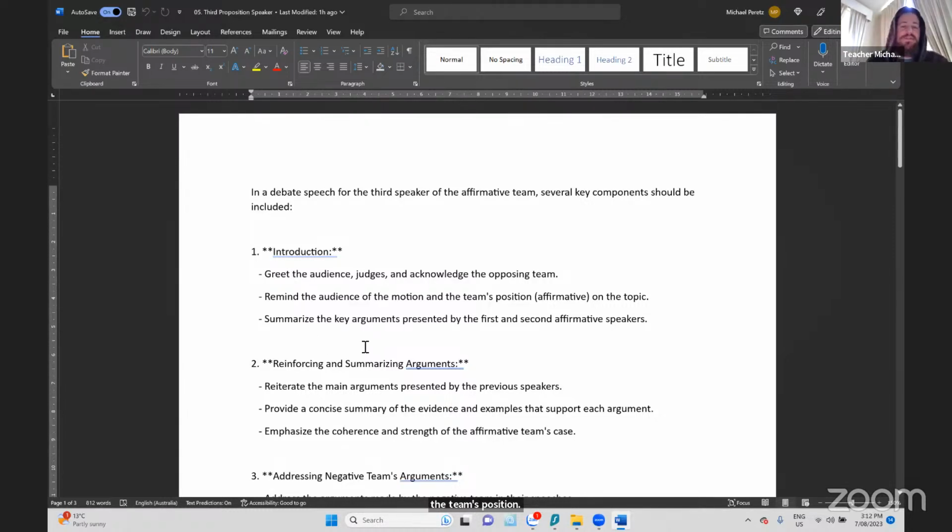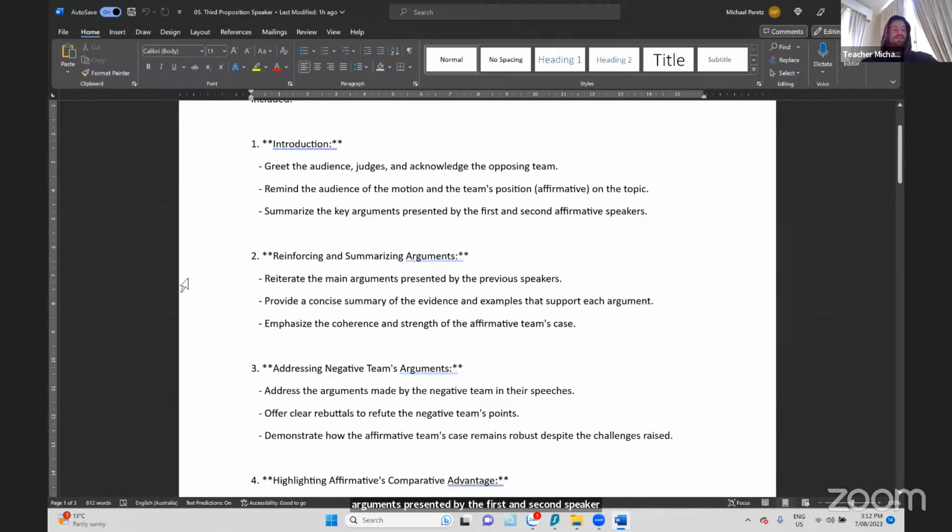And we need to summarize the key arguments presented by the first and second speaker. So we need to reiterate the main arguments presented by the previous speakers, provide a short, straight to the point summary of the evidence and examples that support each argument. And we need to emphasize the coherence and strength of the affirmative team's case.